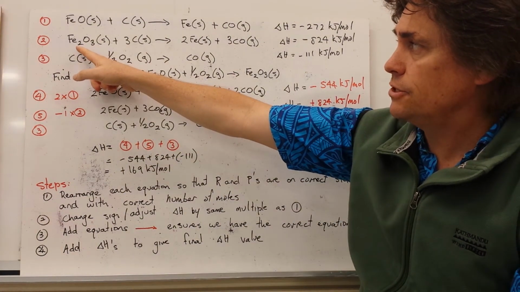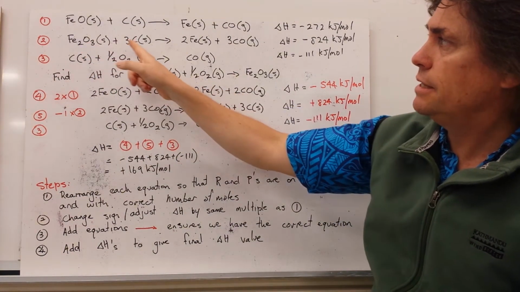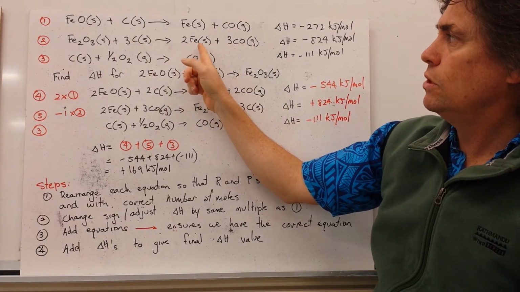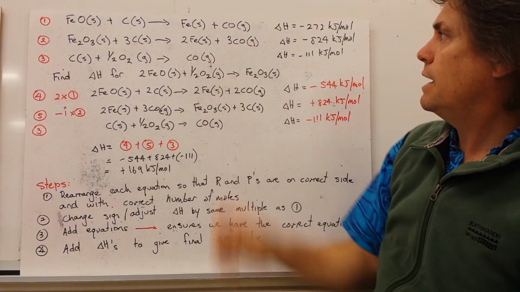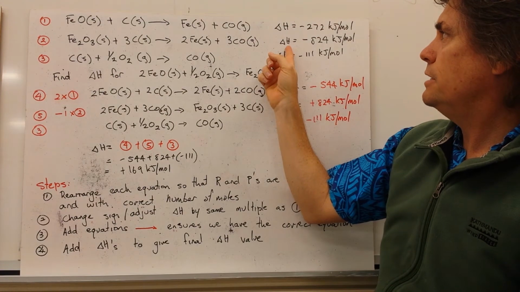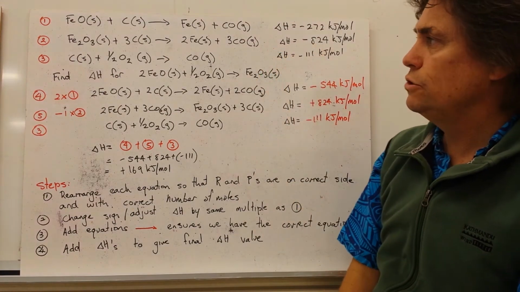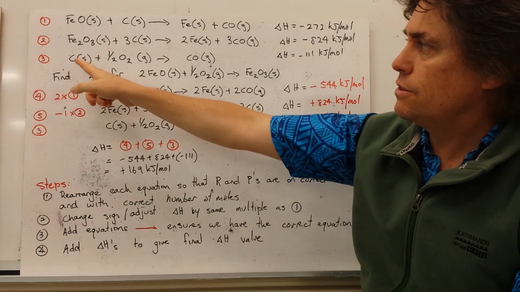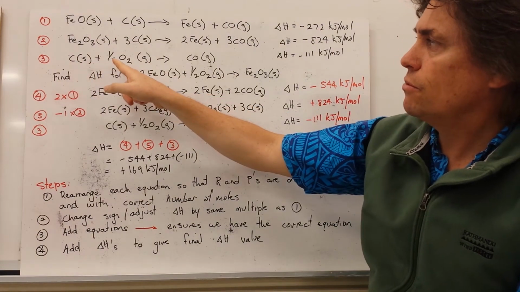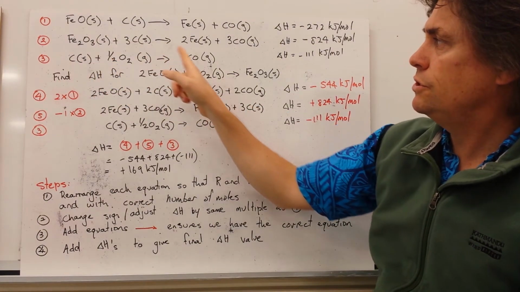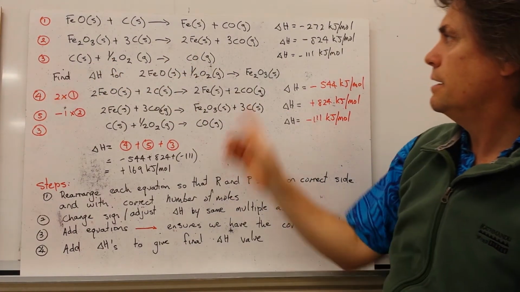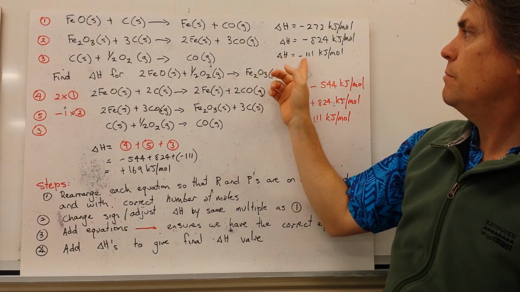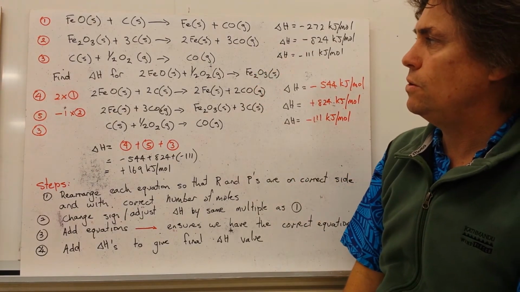We've got a second reaction, iron 3 oxide reacting with carbon to give us 2 lots of iron plus 3 lots of carbon dioxide, and that has a change in enthalpy of minus 824 kilojoules per mole. And then a third reaction, carbon reacting with half a mole of oxygen to give us carbon monoxide, and that has a change in enthalpy of minus 111 kilojoules per mole.